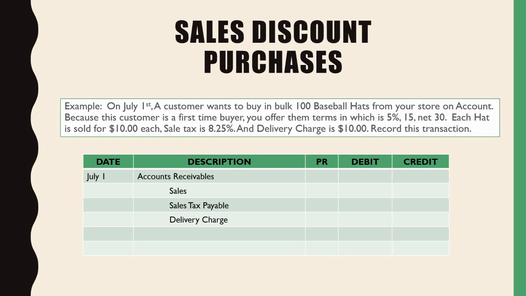The tax is going to be once again charged based on the total amount of items that you sold. So in this case, it's going to be based on $1,000. Okay, so that should give you $82.50. And last but not least, you're going to tack on the $10 of delivery fee.